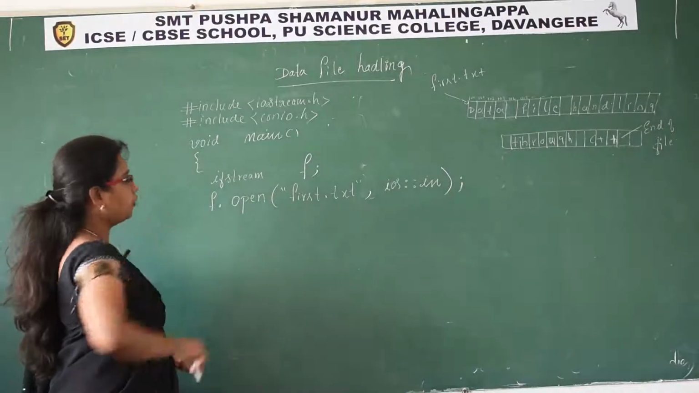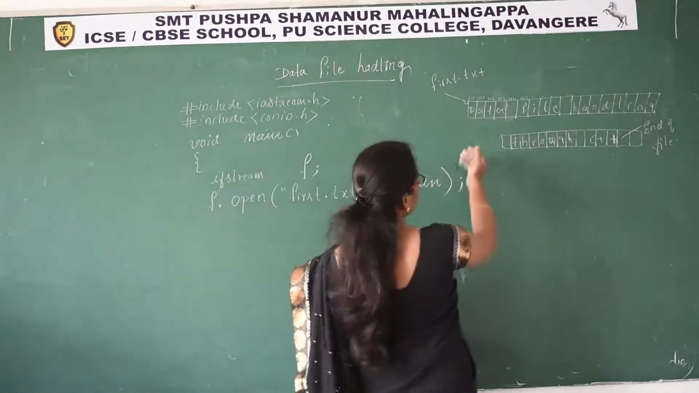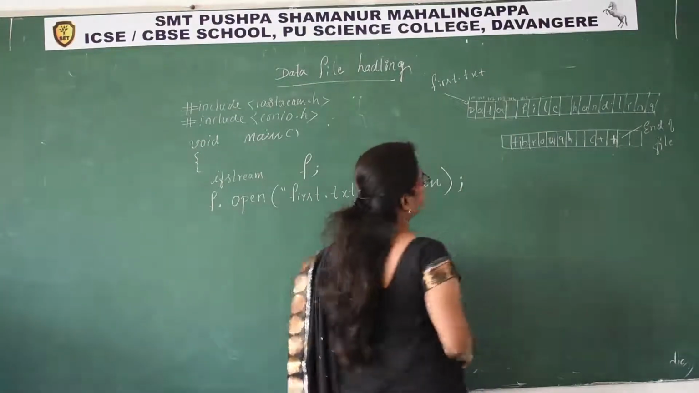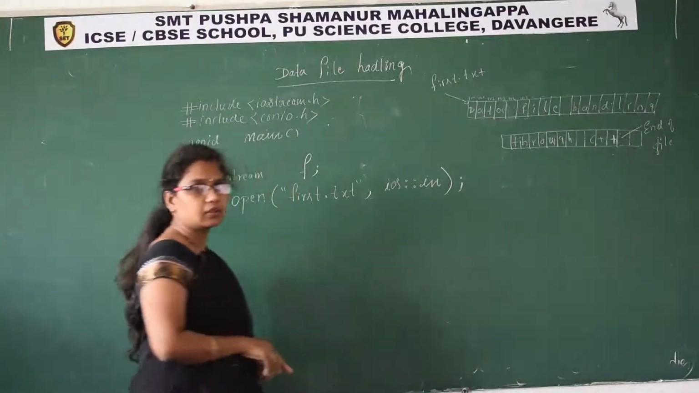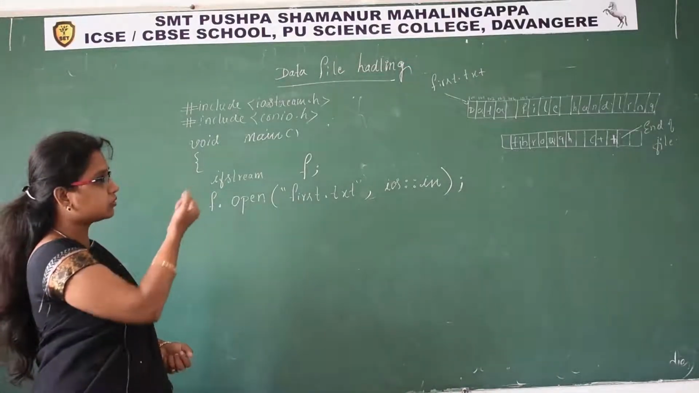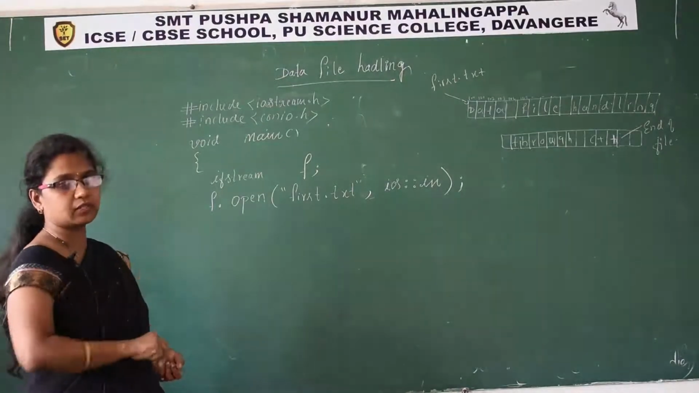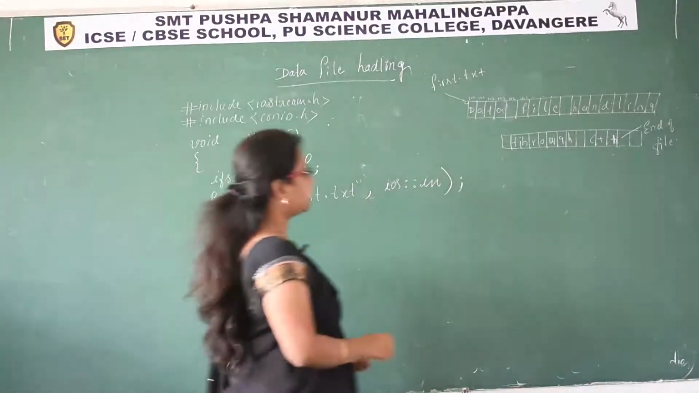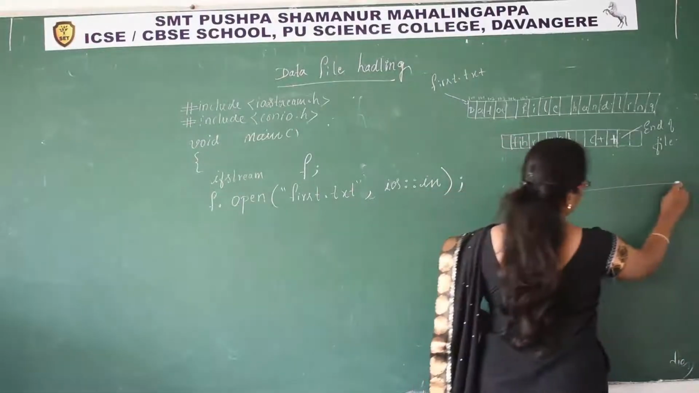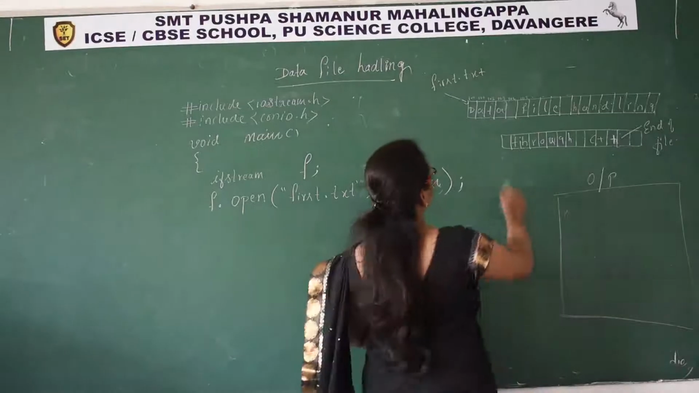Next, I want to fetch the data from the file. How to fetch the data? Character by character I have to fetch the data from the file. See here, first I have to read the D from the file and display it on the screen. So assume this is the monitor, this is the output screen, and this is the disk file.